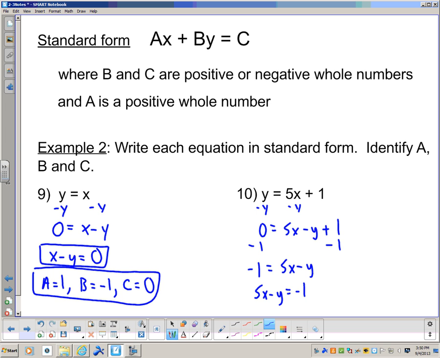So there it is in standard form. Your a value here is positive 5. We always want a to be a positive whole number. B here is negative 1. It's what's in front of the y. And c here is just your constant term on the other side of the equal sign, which is negative 1. So we identified all of those parts.